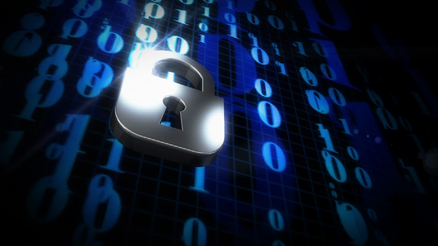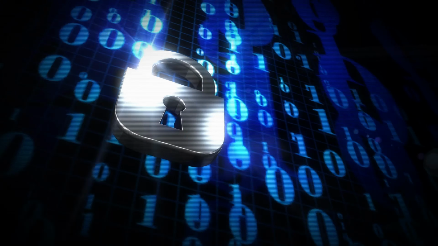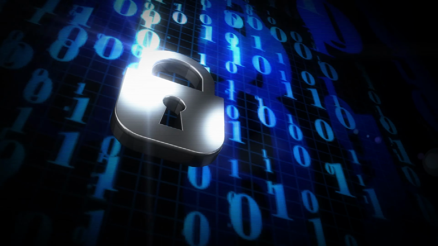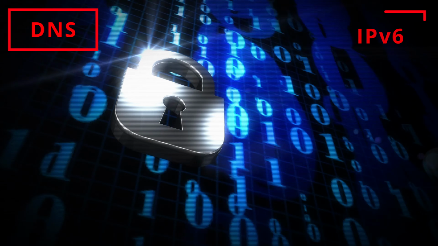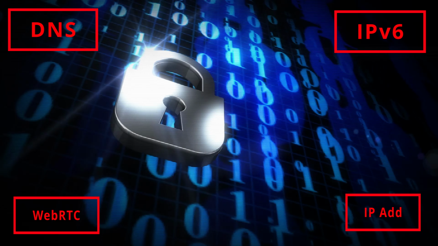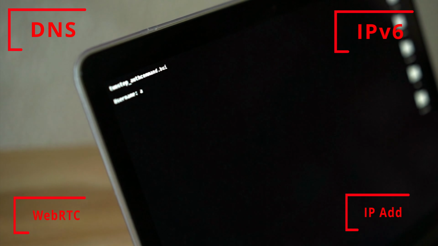Online privacy depends on more than just turning on a VPN. It requires understanding how leaks happen and making sure your connection is properly protected. By preventing DNS, IPv6, WebRTC, IP address, and other leaks, you reduce the risk of exposing your data, location, and identity online. Always verify your connection.